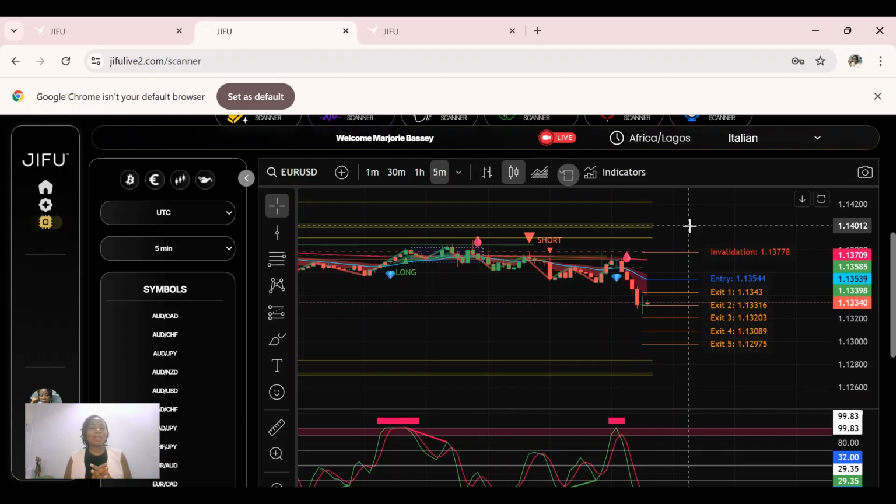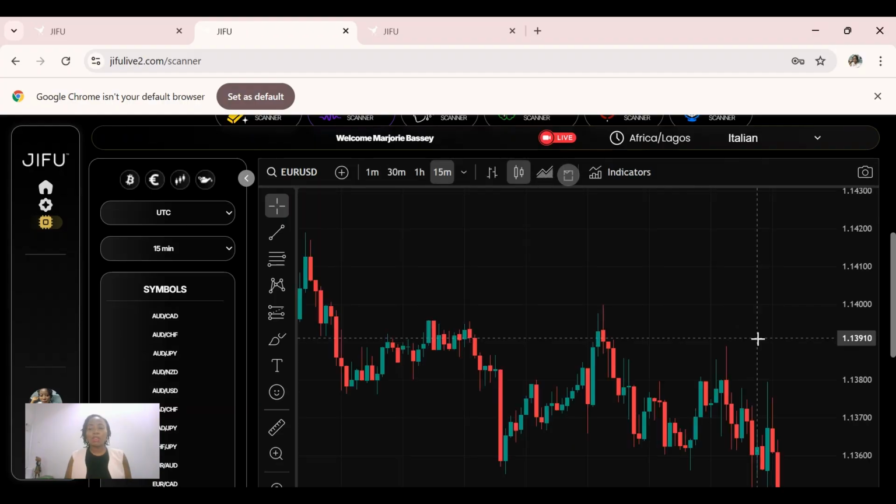Now, let me explain the second strategy for you. The second strategy does not involve the kill shot. It involves only the trend wave. So this is the second strategy. It is on the higher time frame, that's 15 minutes. So you go to the 15 minutes time frame to take this strategy.